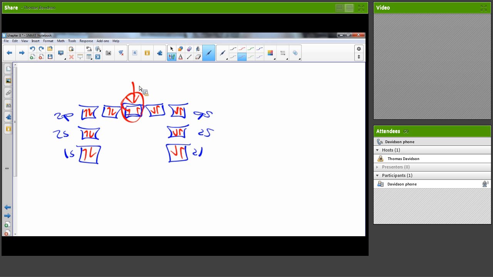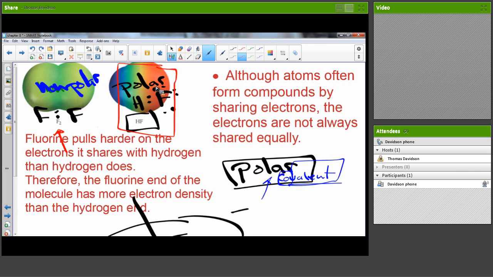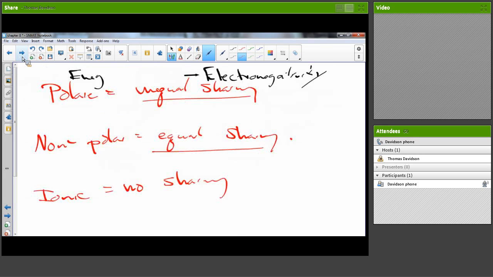Easy enough? All right. Now, a polar bond like HF is one that does not share equally because F is much more attracted to the electrons than H. And understanding polar, nonpolar and ionic is really important. So here we go. Polar has unequal sharing. Nonpolar has equal sharing, and ionic has no sharing. And we're talking about sharing of the what? The electrons, right?